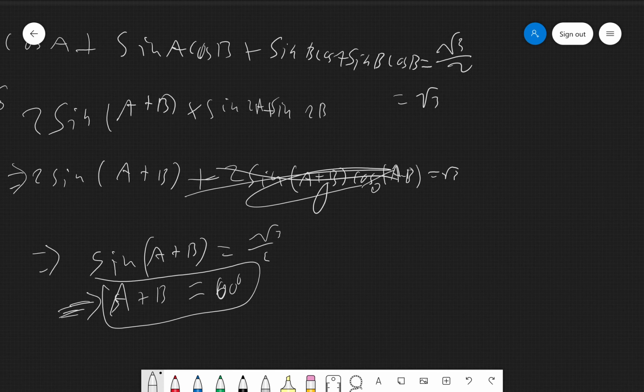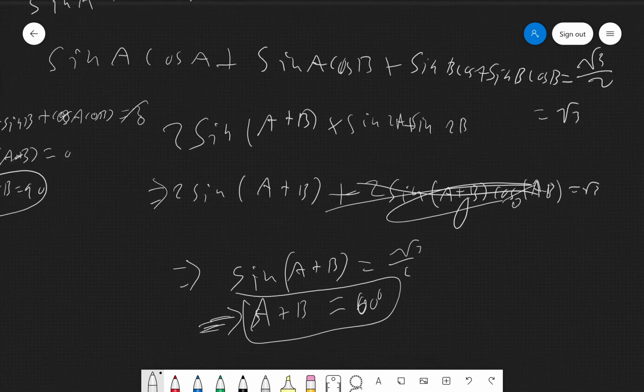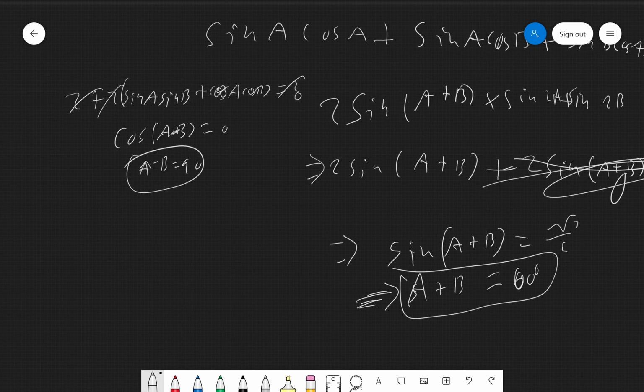Hopefully this was helpful, and so wait, I got my answer wrong. What the actual heck, what happened? I got A plus B equals 60 degrees. I don't understand. Okay then. Well, we also know that A plus B could also be 120. If A minus B equals 90, and A plus B equals 60, then 2A equals 150, so A equals 7, wait, what? I'm so confused.